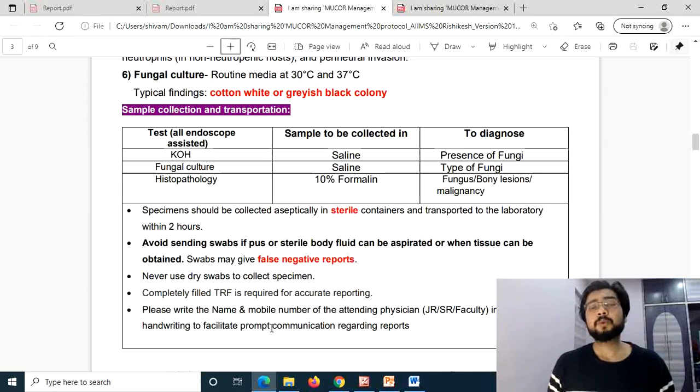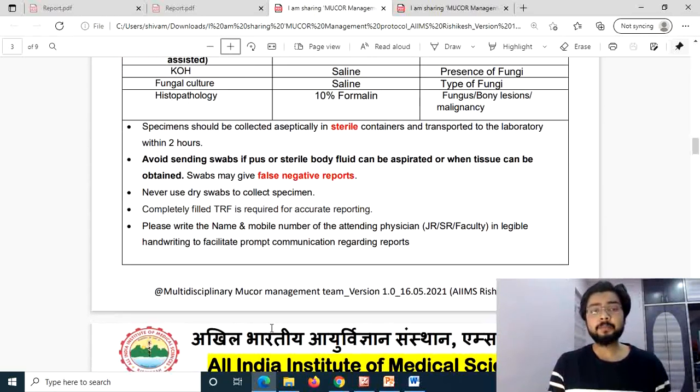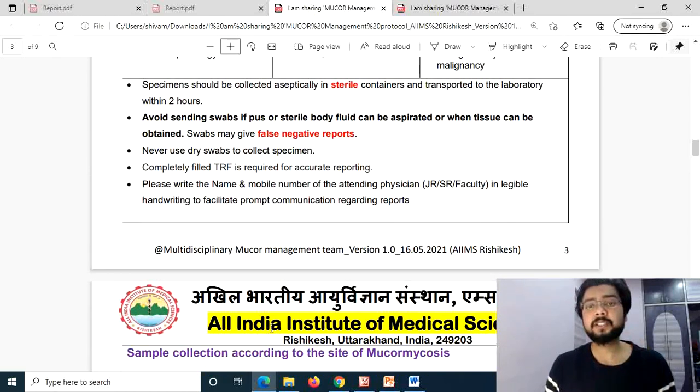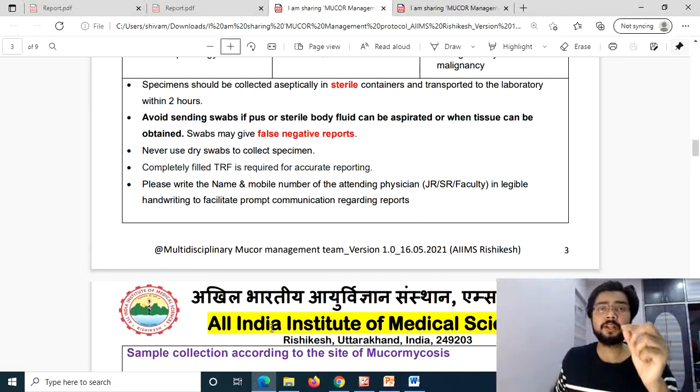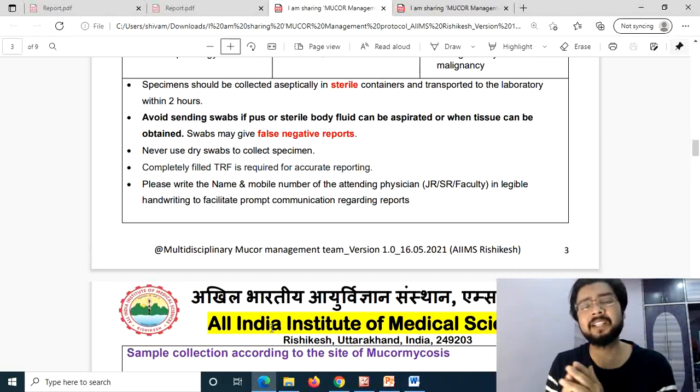Now some important points from which you might get a question is how you are going to give the sample. The sample should be collected aseptically in a sterile container and transported to the laboratory within 2 hours. You should not delay in transport. Another thing is avoid sending swabs if there is pus or some fluid collection or where you can see some necrotic tissue. Why am I saying avoid sending swabs in those cases? Because this will give you a false negative report.